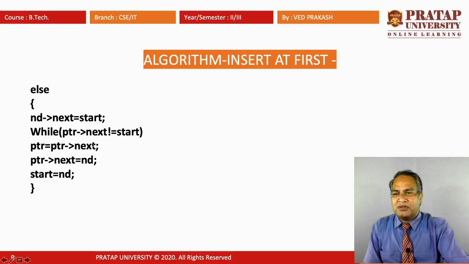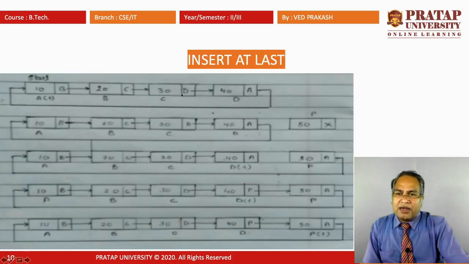So, that is the algorithm of adding or inserting a node at the beginning of a circular linked list, or the first node of a circular linked list. Now, our next operation is the insertion at the last.